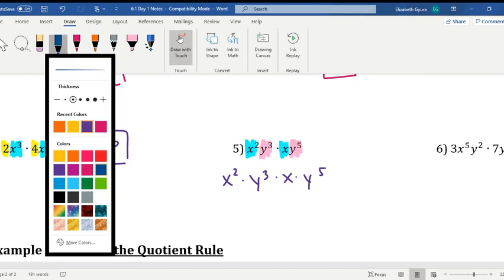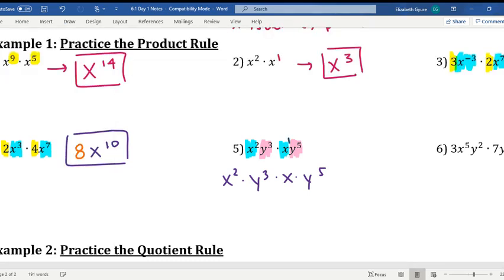I need to fix my colors here. Okay, so x's with x's. I see an x squared, and then what's this x? I don't see an exponent on him, so what does he mean? Okay, Hannah says 1, I agree. So if I have x squared and x to the first, how many x's am I going to have? 3. x squared and x to the first is going to make x to the third.